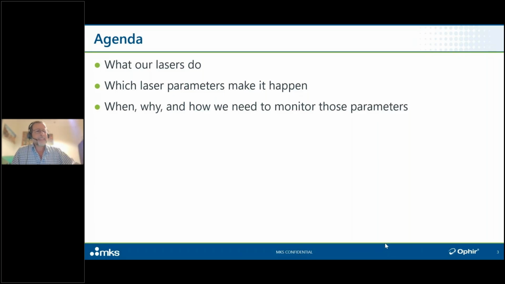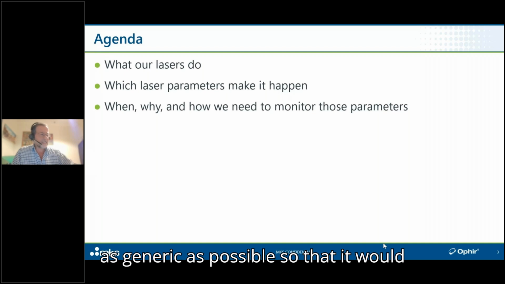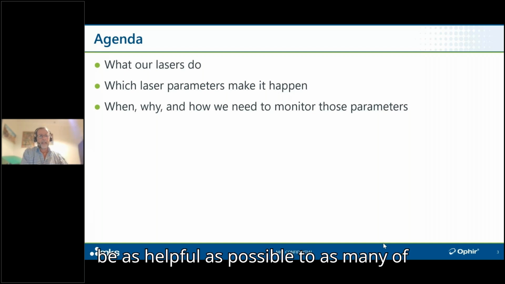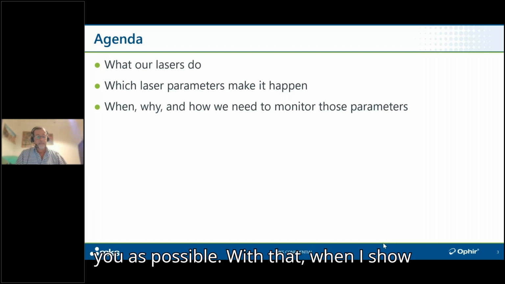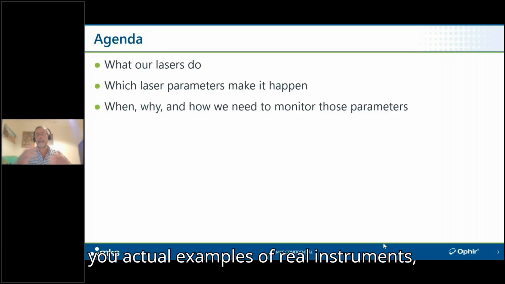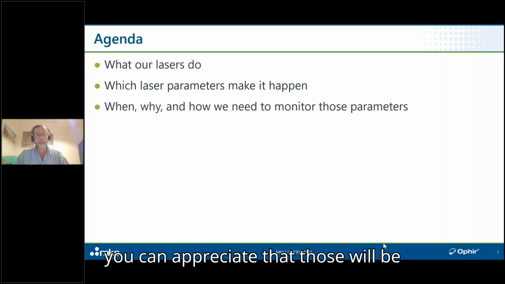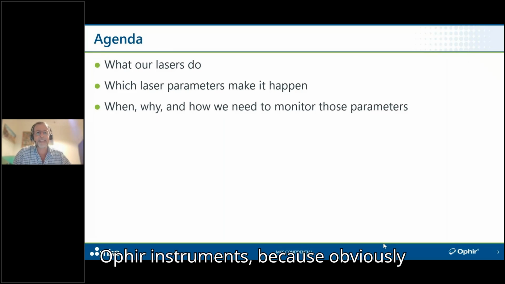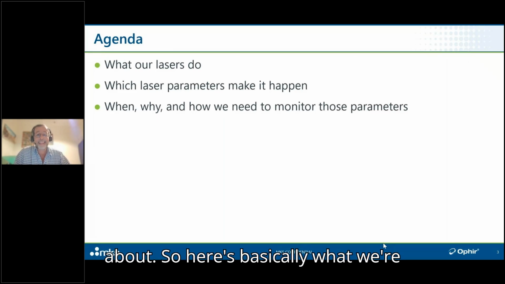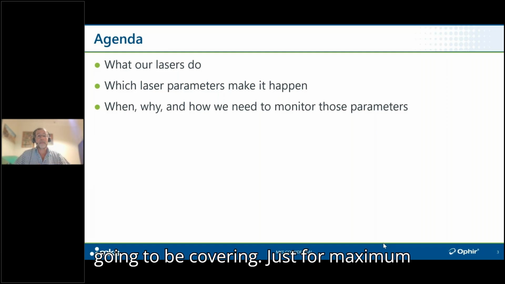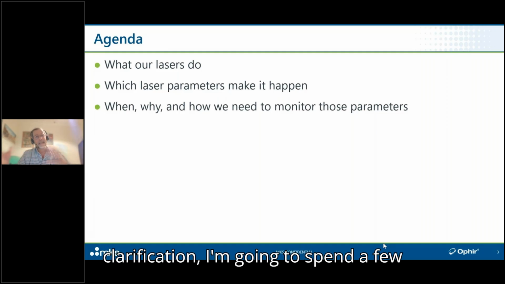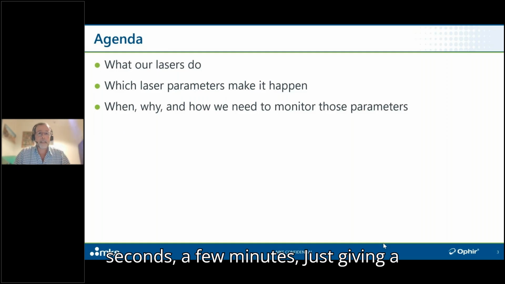So here's basically what we're going to be covering. Just for maximum clarification, I'm going to spend a few minutes giving a brief overview of what lasers do. We're not getting into the physics of how they work, much as I would love to, but I will resist the temptation. But an overview of what they do for us, and what makes them lasers. That'll make it easier to then move on into the rest of our conversation.